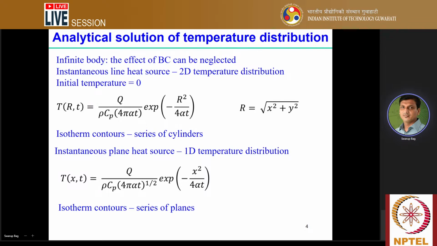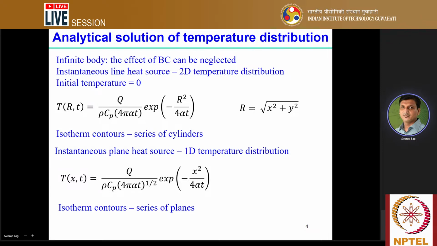Now there is another case. Suppose you are assuming the heat source is not a point or line heat source. Rather, if you are assuming a plane heat source, then heat flux is applied over a plane. In that case, we'll get the output in the form of a one-dimensional temperature distribution. So in the one-dimensional temperature distribution you get this expression, and the isotherm contours are basically a series of planes. But remember that we are changing the heat input from point to line to plane. In all these cases you are getting your temperature distribution.